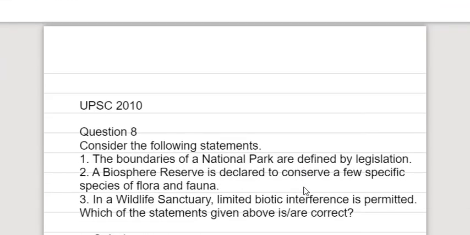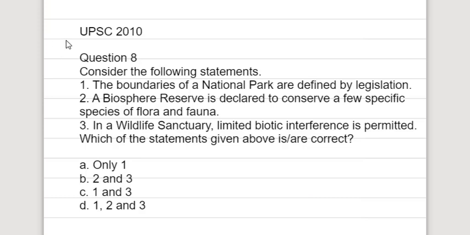This question was asked in UPSC 2010. You can see, consider the following statements. The boundary of a national park is defined by the legislation. Next is that the Biosphere Reserve is declared to conserve a few specific species of flora and fauna. This is wrong. A Biosphere Reserve is to completely conserve the area with all its flora and fauna.